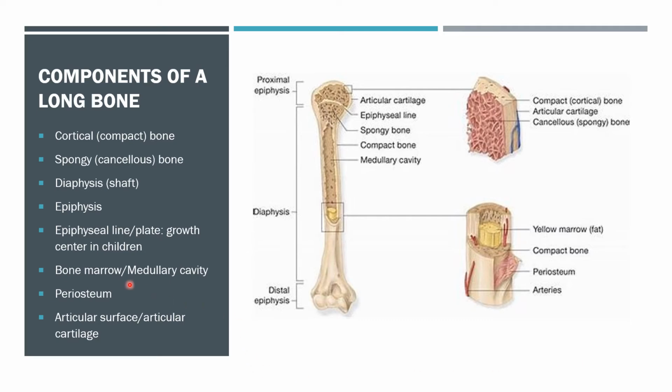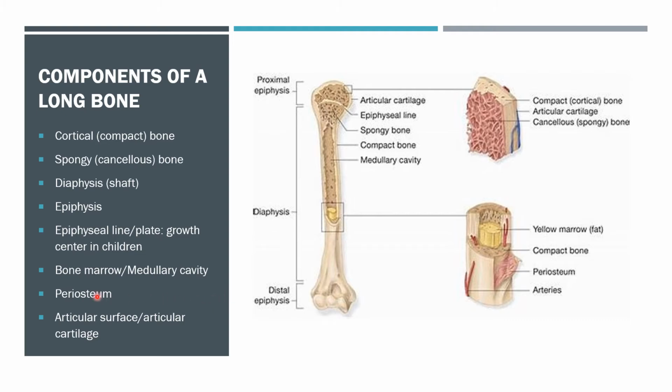You also have your bone marrow, which is located in the medullary cavity. So this is your medullary cavity, and this is your yellow bone marrow. There's also red marrow, and your bone marrow is also a source of production of the cellular elements of the blood. So basically what I'm saying is that your red blood cells, white blood cells, even platelets are made in the bone marrow.